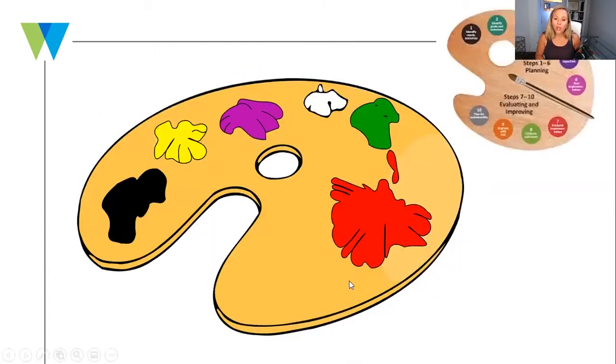Oftentimes when we present on GTO, we liken the 10 steps to a painter's palette. As I just explained the 10 steps in the previous slide, it communicates somewhat of a linear relationship between the steps. I start at step 1 and I end at step 10, right? First I do step 1, then I do step 2, and when I'm done with that, I move to step 3 and 4, 5, and so on and so forth.